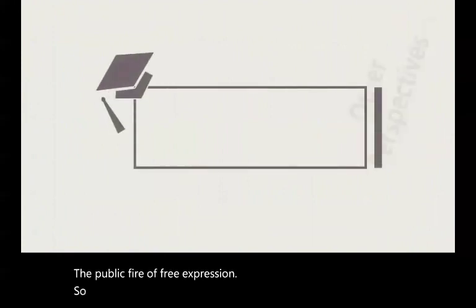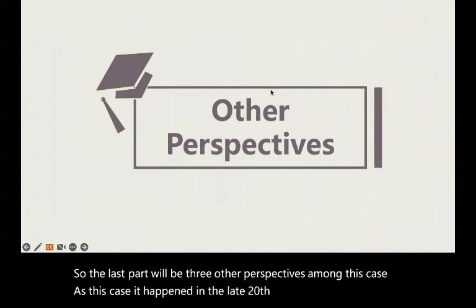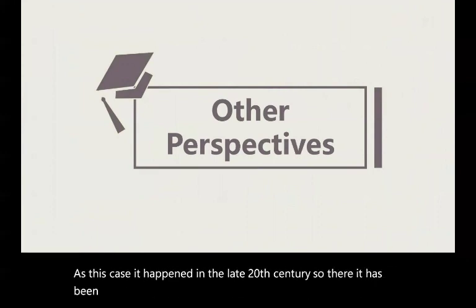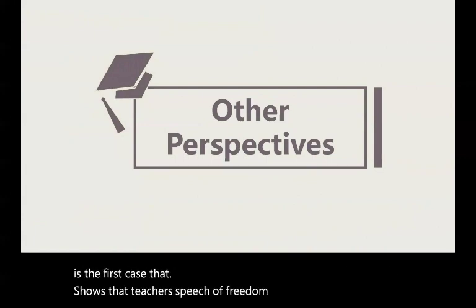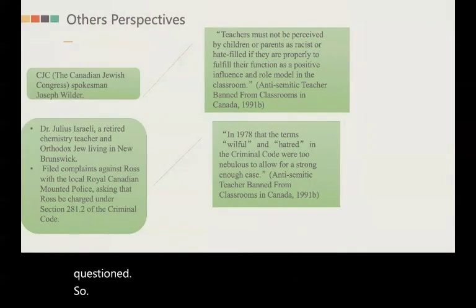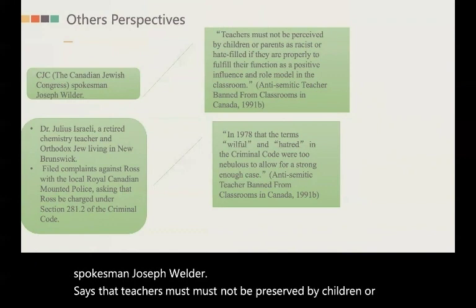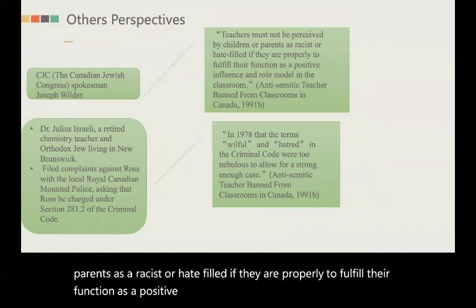So the last part will be three other perspectives on this case. As this case happened in the late 20th century, a lot of people focused on it because it is the first case that shows that teachers' freedom of speech has been questioned. So the CJC, which is the Canadian Jewish Congress, spokesman Joseph Wilder, says that teachers must not be perceived by children or parents as racist or hate-filled if they are to properly fulfill their function as a positive influence and role model in the classroom.